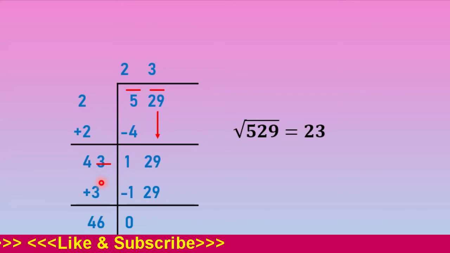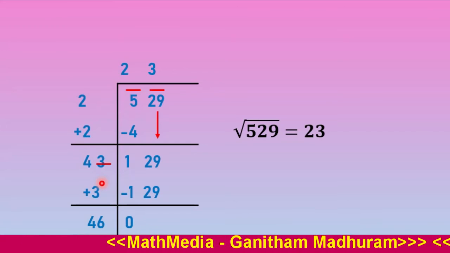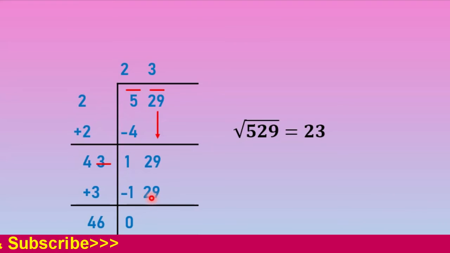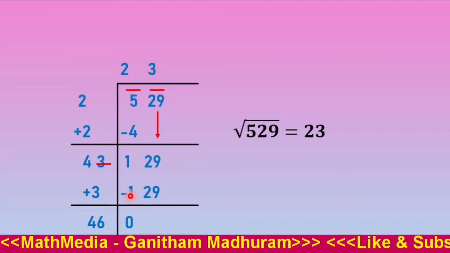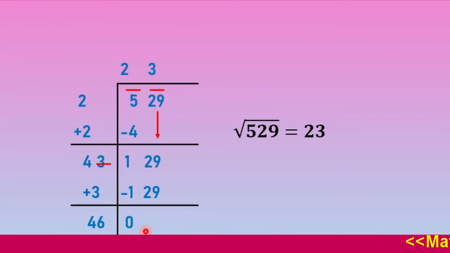So with the same number you multiply. So that means 43 into 3 gives 129. So that is the required number. So write 129 in the 29 here. Then you subtract it, you will get the remainder as 0.